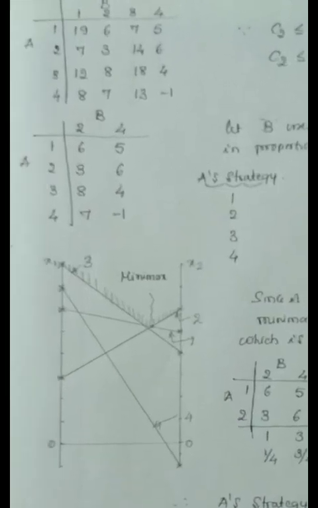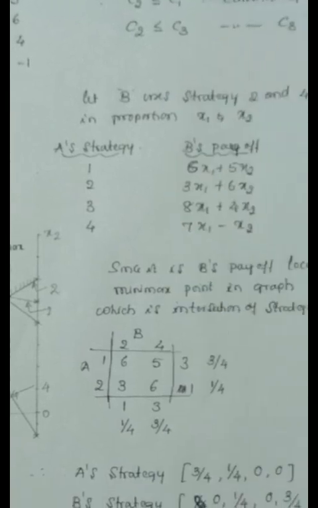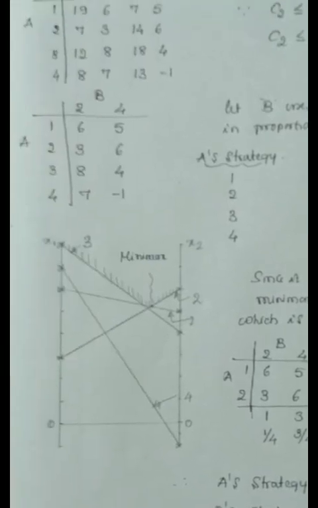Now, for A there are 4 strategies. What will be B's payoff? Assume that B uses the second and fourth strategies in proportions x1 and x2. Then B's payoff will be, for the first strategy of A, 6x1 + 5x2; for the second one, 3x1 + 6x2; the third one, 8x1 + 4x2; the fourth one, 7x1 - x2. Like that, you must write B's payoff.